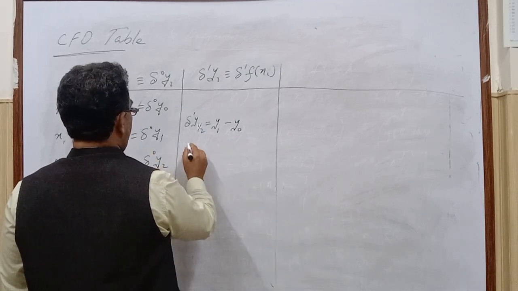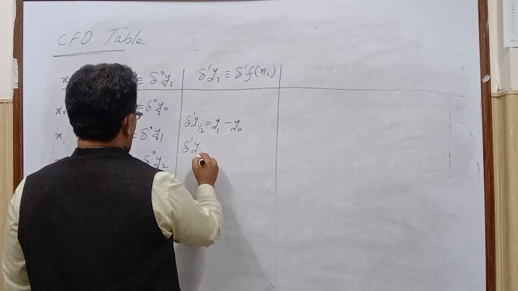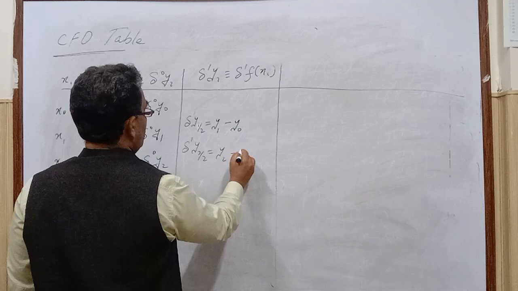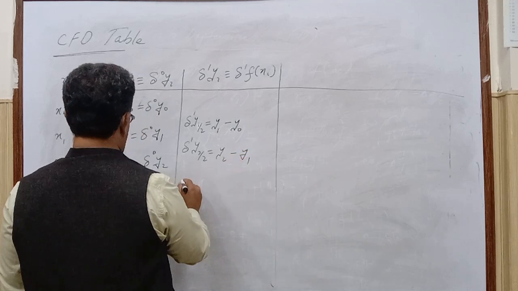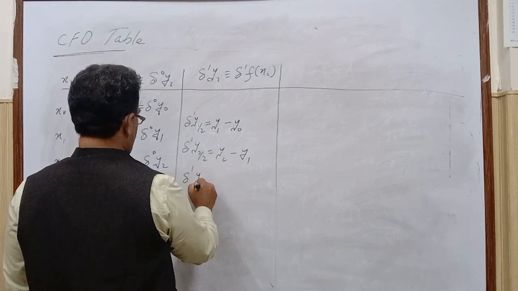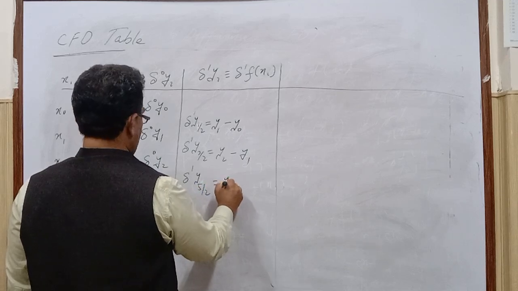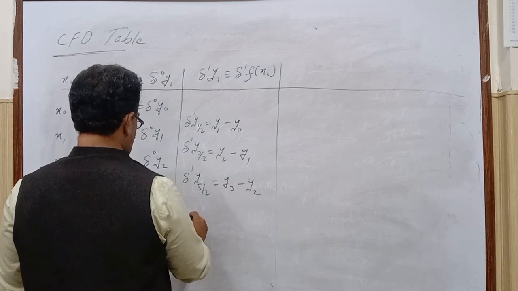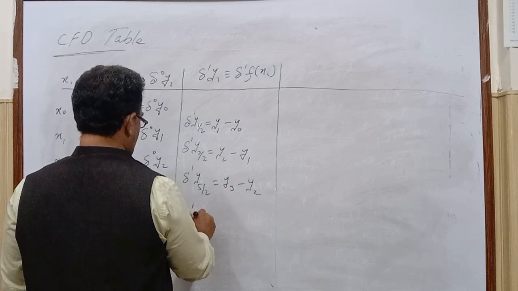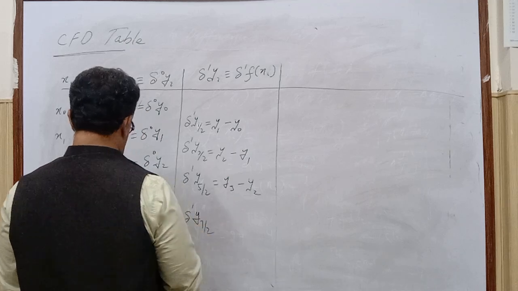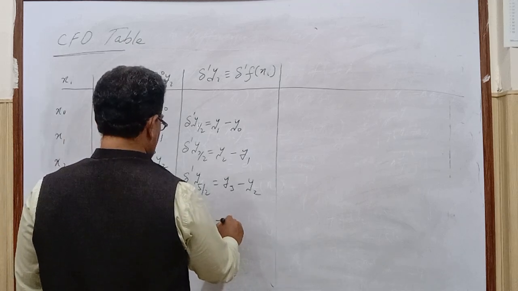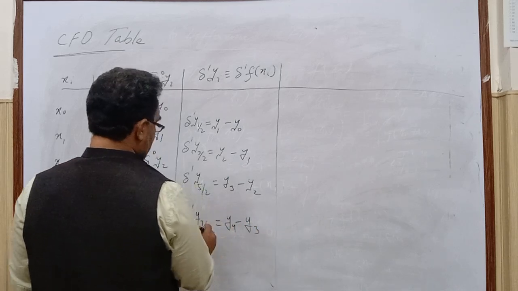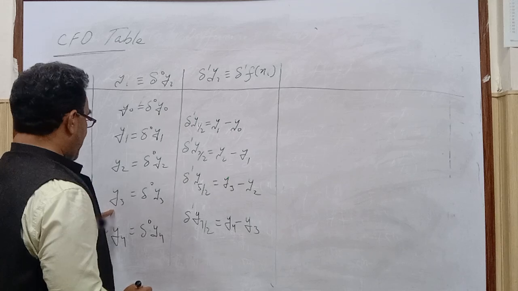So over here we will write delta 1 y 3 by 2, this will be y2 minus y1. Over here this will be delta 1 y 5 by 2, and this will be y3 minus y2, and over here this will be delta 1 y 7 by 2, and this will be y4 minus y3. So over here the suffix values are obtained from the previous column.